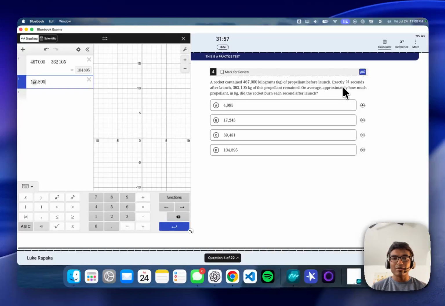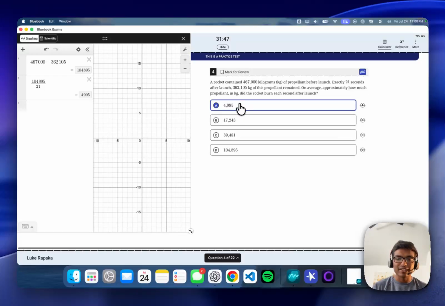Now we're trying to figure out how much fuel we burned each second. It took 21 seconds for that number, so we can just divide by 21. That leaves us with 4,995, so that's our answer.